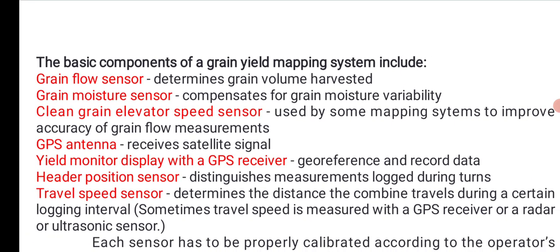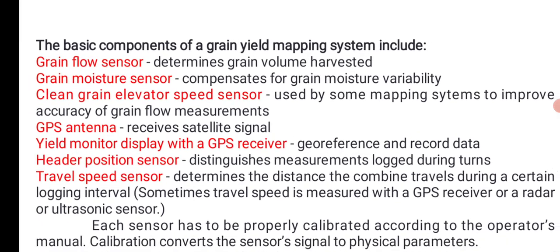GPS antenna receives satellite signals. Yield monitor display with the GPS receiver geo-references and records data. Header position sensor distinguishes measurements logged during turns. Travel speed sensor determines the distance the combine travels during a certain logging interval.